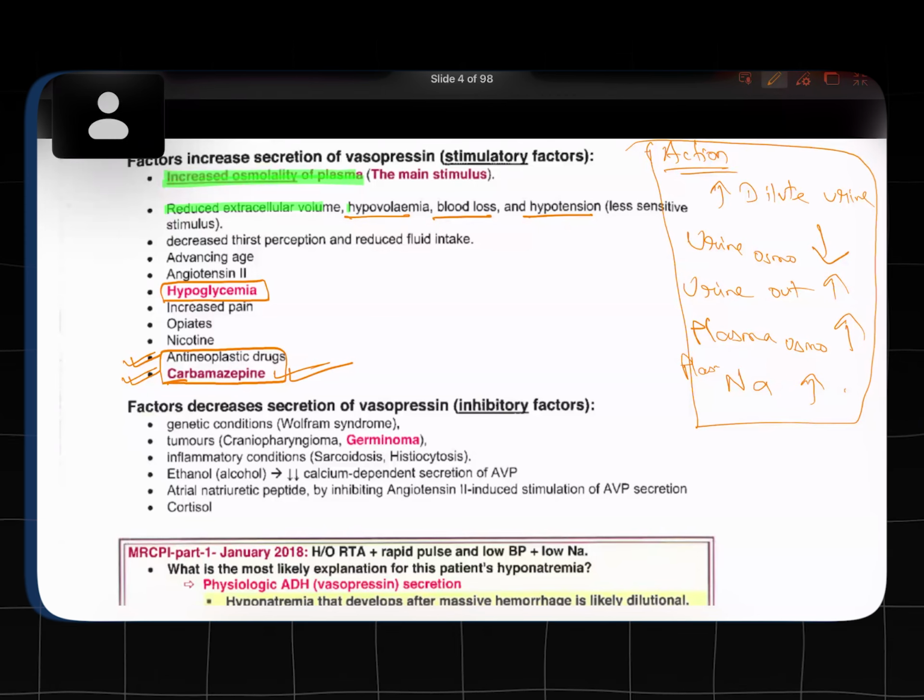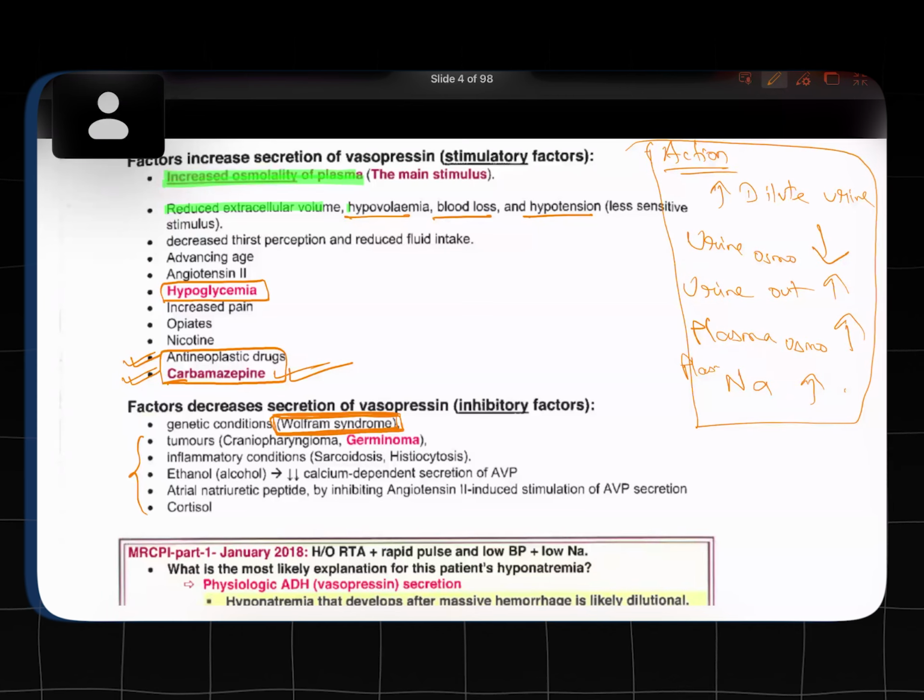Factors decreasing the secretion. So far, only the Wolfram syndrome has come in the exam. That is also 2 to 3 times in the last 5-6 years. So not very frequent, but try to remember. The others have not yet appeared in the exam.